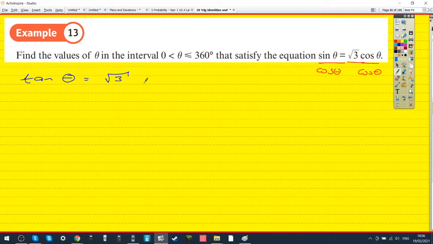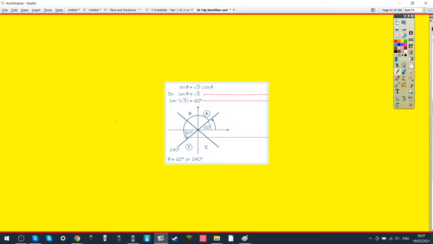Just root 3 times 1, cos theta divided by cos theta. Anything divided by itself is 1. So tan theta equals root 3. Inverse tan of root 3. Yeah, and then you just solve it the normal way. It'll be fine.